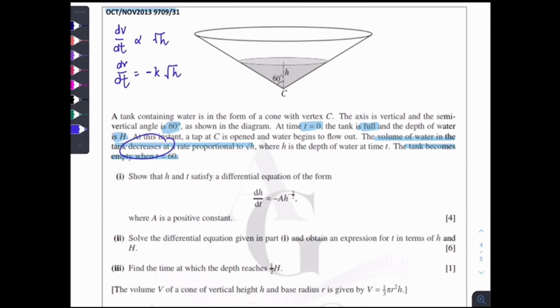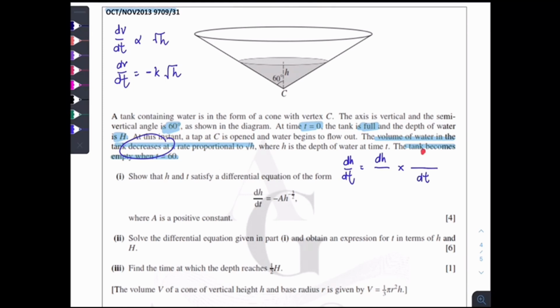So this is our differential equation, dV/dt. But what is required here by the question is dh/dt. So we need to link the dV/dt to the dh/dt by using the chain rule. So dh/dt is what we need to prove. I'll just write down here, by using the chain rule, it's very simple. You just need to split the dh and the dt.